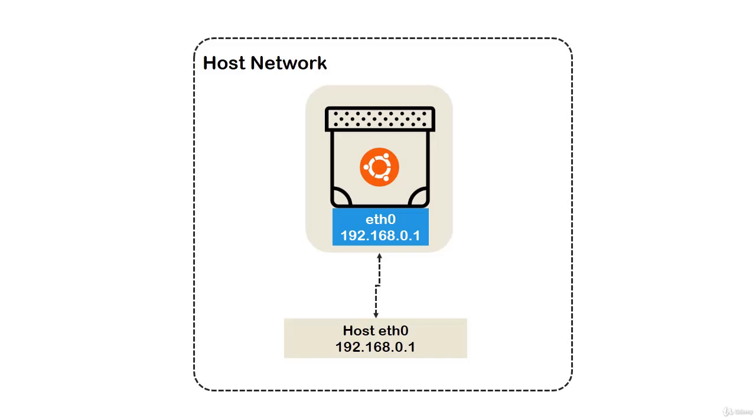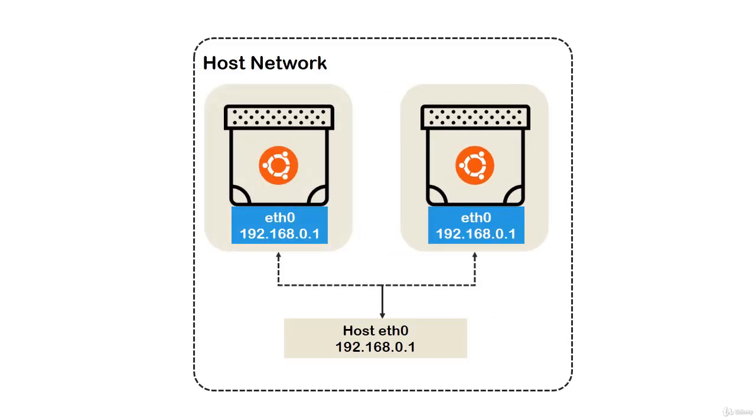Getting a bit more practical, let's say we have two containers connected to the default or user-defined host network. In this case, both containers will communicate via virtual Ethernet, reflecting the capabilities and limitations of the host machine.